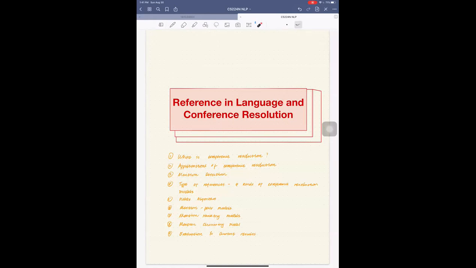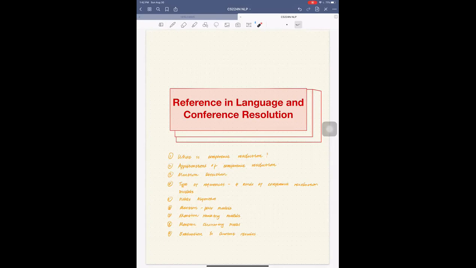The outline or the plan for today's lecture is as follows. The first part is a brief introduction on what coreference resolution actually refers to. Then we're going to talk about some applications of coreference resolution. Next, we're going to talk about mention detection techniques, and in the next part, different types of references.